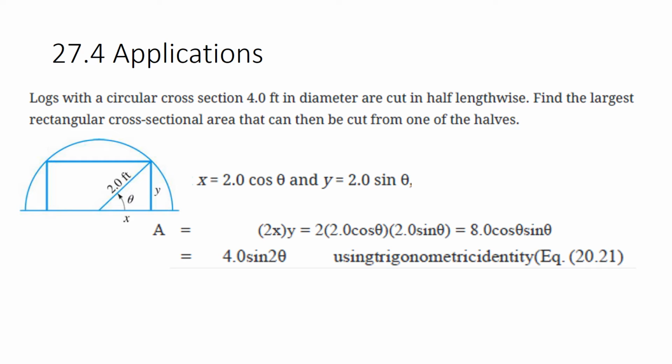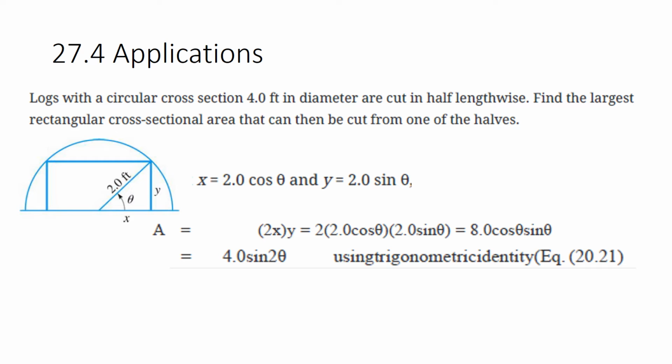So I see that the beam is going to be twice as wide as whatever the number x is, and the height of the beam is going to be whatever the number y is in this kind of a right triangle here. And they're both related to the angle theta. So in the case of x, it's equal to 2 times the cosine of theta, and y is equal to 2 times the sine of theta, because theta is the angle and 2 is the 2 feet.